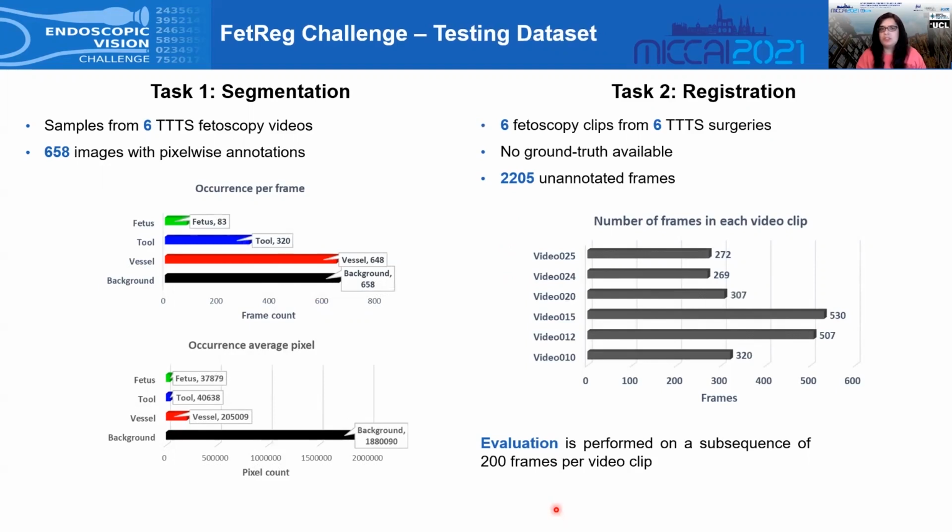The evaluation for the registration task was performed on a subsequence of 200 frames from each video clip, such that this subsequence was free of occlusions, or the view in the subsequence was relatively planar or had some vessels clearly visible.